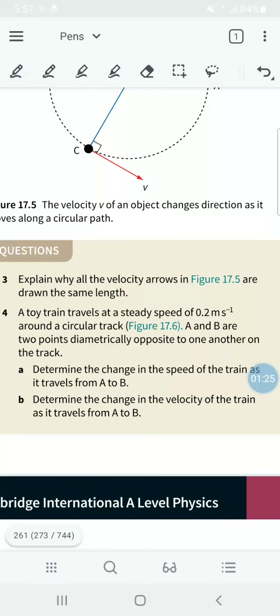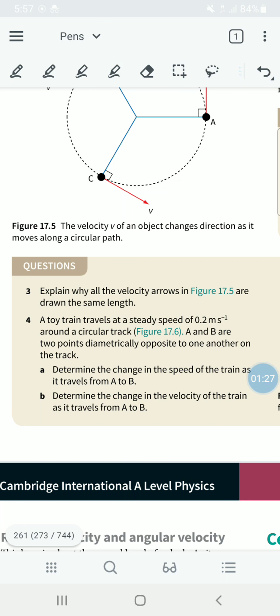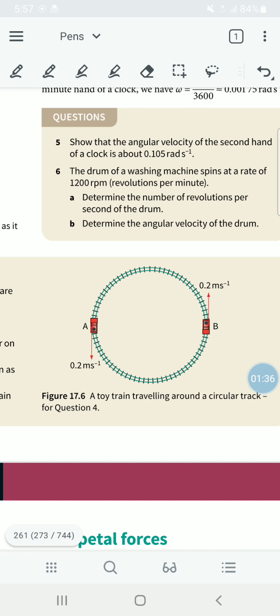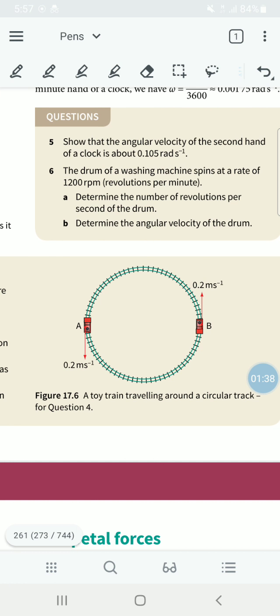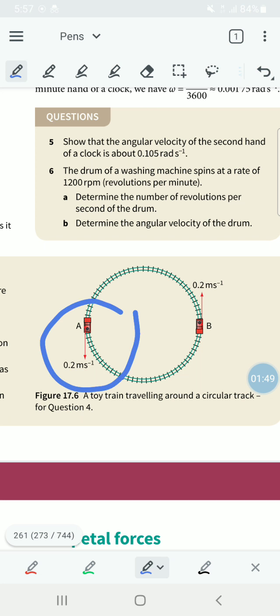Then question number 4. A toy train travels at a steady speed of 0.2 meters per second around a circular track. Figure 17.6. Let's go to figure 17.6 and see. So this is figure 17.6. As you can see, a toy train is traveling around a circle. So at point A, it has a speed of 0.2 meters per second. At point B, it has the same speed, 0.2 meters per second.